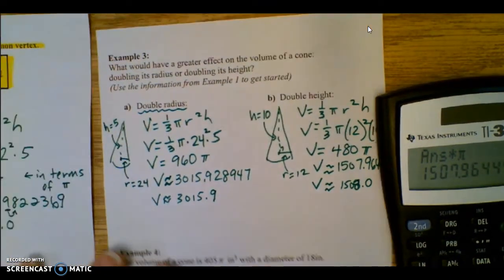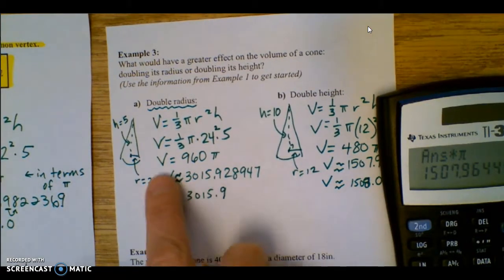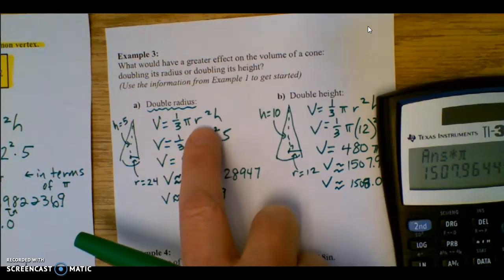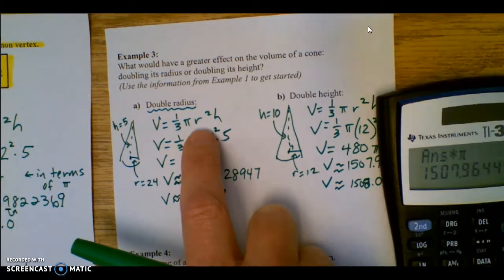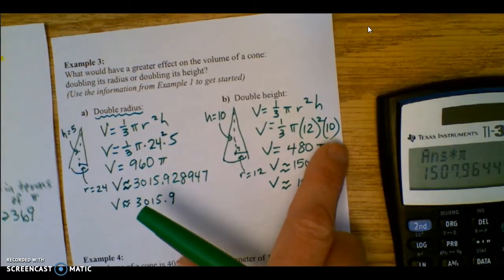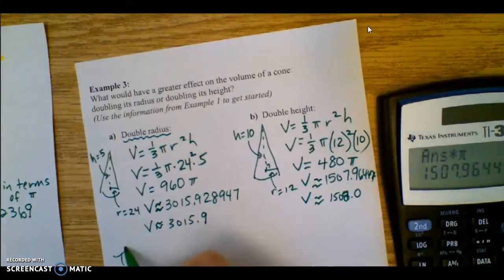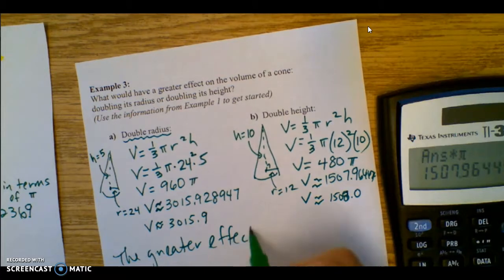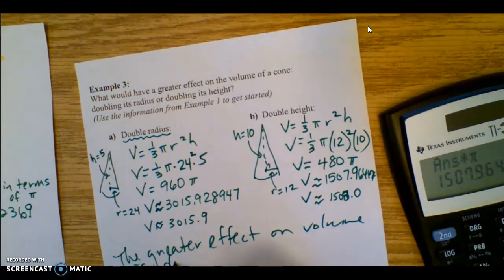So as you can see, the thing that has the greater effect on volume is going to be your radius. Remember, the radius in the formula gets squared. So whatever that number happens to be, squaring it makes the volume much, much larger than just multiplying it by h, like in this example. So the greater effect on volume is doubling the radius.